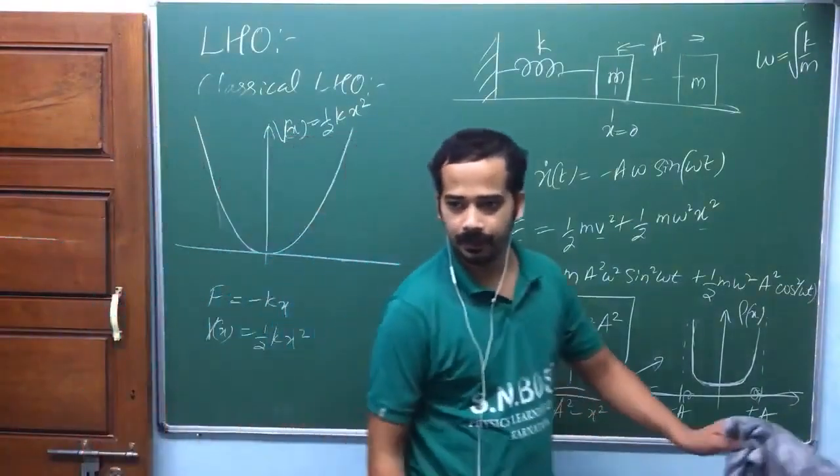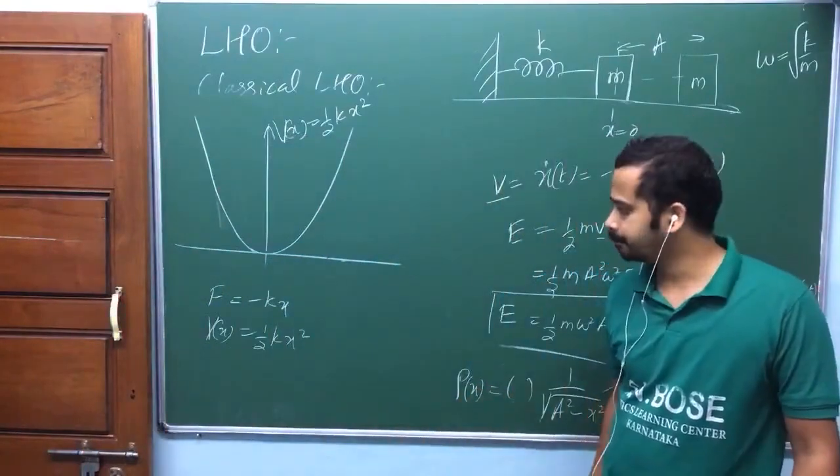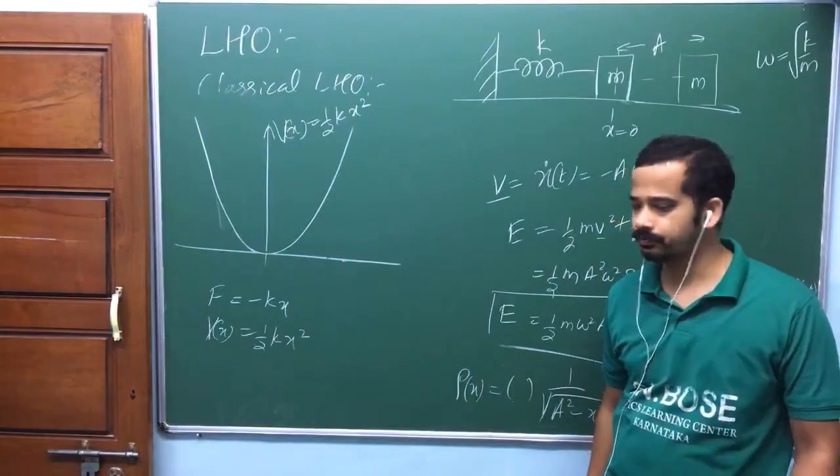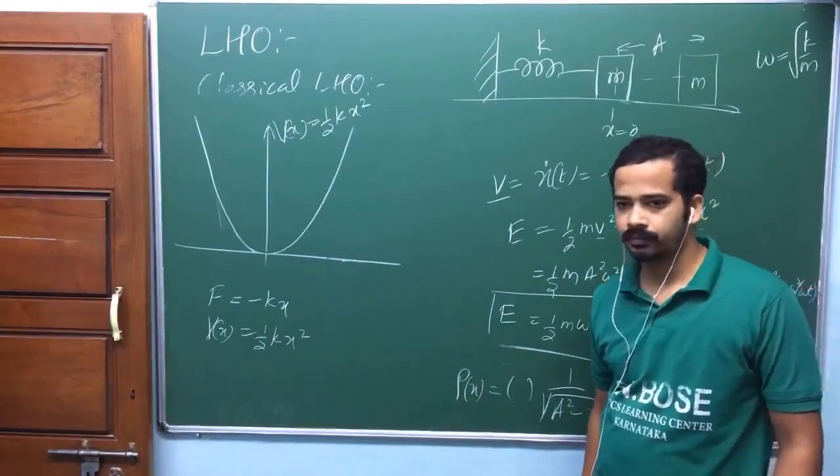When I differentiate, F is equal to minus del V by del x, then integration will be half kx square. One constant will become the right potential.